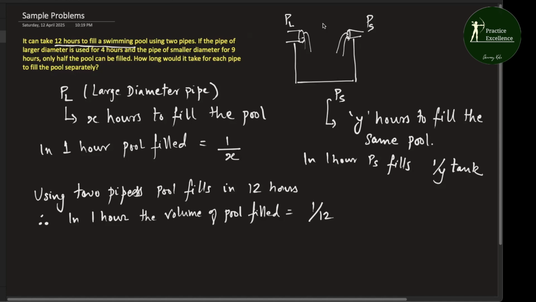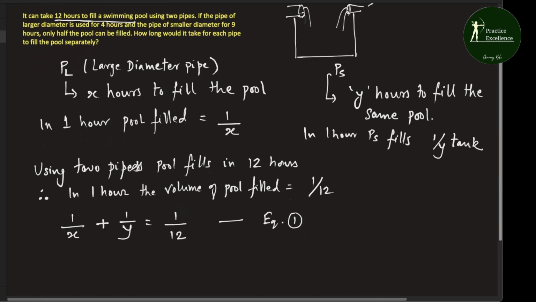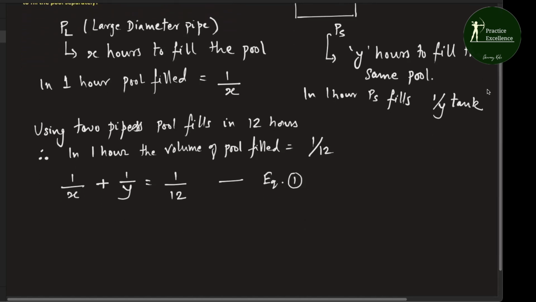Since both the pipes are filling it simultaneously, PL alone will fill 1 by x of the pool. PS alone will fill 1 by y of the pool. 1 by x is the amount filled by PL, which is the larger, bigger pipe. 1 upon y is the pool filled by the smaller pipe. And together they fill 1/12 of the tank in 1 hour. Right? This is equation 1. Correct? Now let us look at what other data point we have.